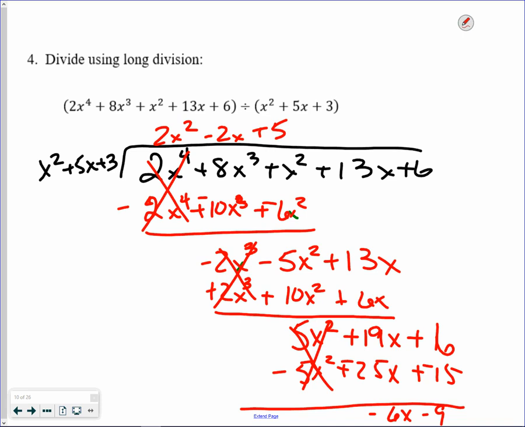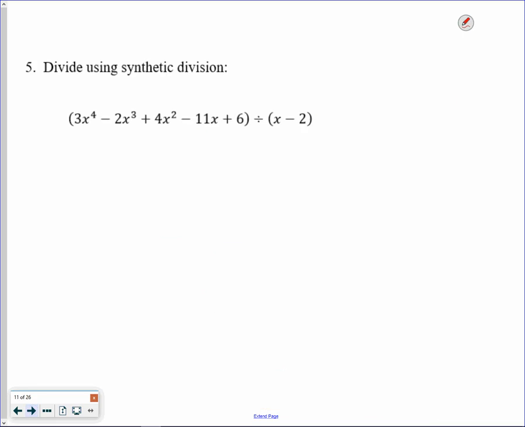So now, how would I write that? You can write it as a plus negative 6x minus 9 over x squared plus 5x plus 3, or you could have written it as a minus sign and then change those both to pluses. So a minus, and then it'd be a positive 6x and a positive 9. So one of those two ways, I will accept it either way. It's basically having a plus minus sign.